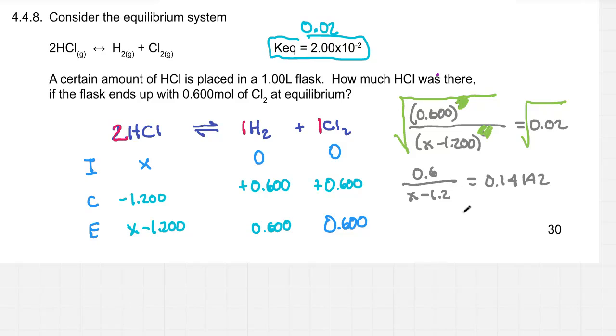Okay, you remember what we do now when we want to get our x out of the denominator? There are a couple ways to do this, and you might even like the other ways better, but the way I've been doing these, you just multiply both sides by the denominator. And over here, the x minus 1.2's cancel, and we get 0.6 equals, over here, this number distributes through the brackets. So we're going to get 0.14142x minus, and then we get 0.14142 times 1.2, which is 0.169704.